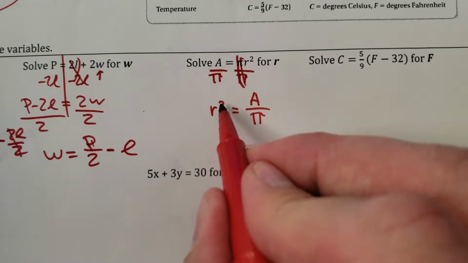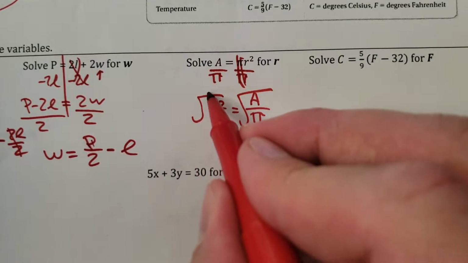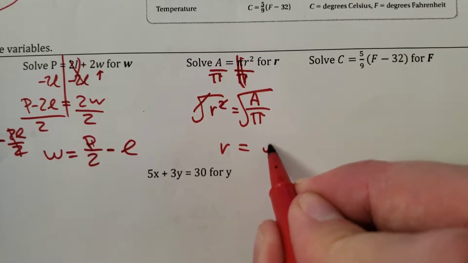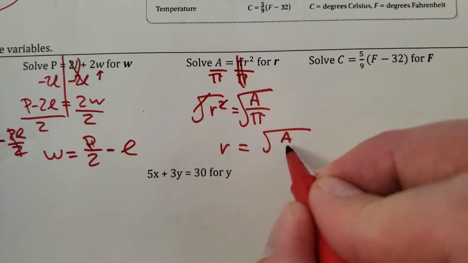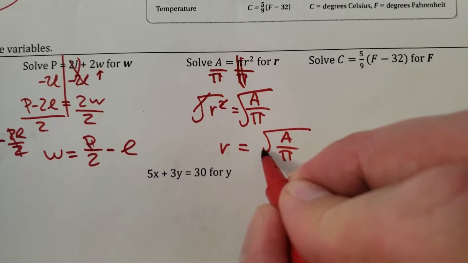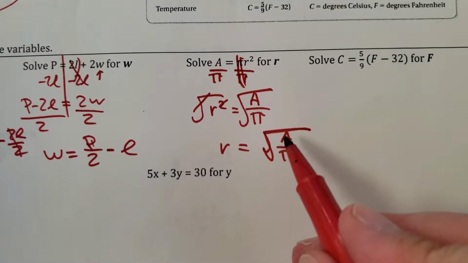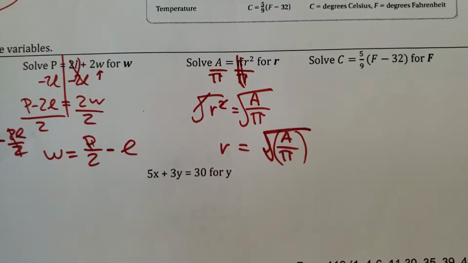Okay. Now, how do you get rid of a square? Easy. Square root both sides. Boom. Okay. This is going to make that cancel. The radius is going to equal the square root. Now, it goes over everything, so it's the square root of the area divided by pi. So make sure your radical symbol goes over all of that stuff. It's not just the square root of A. It's the square root of this. So that might help you remember to put it all in there.